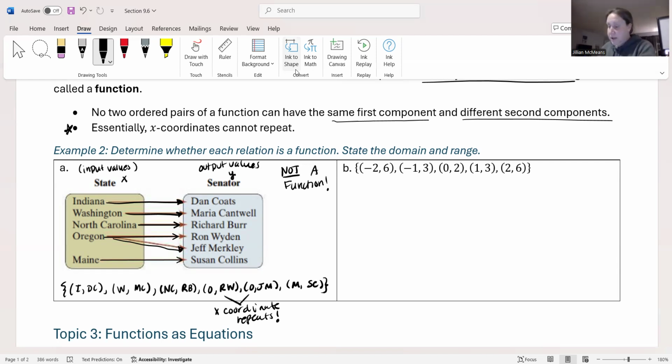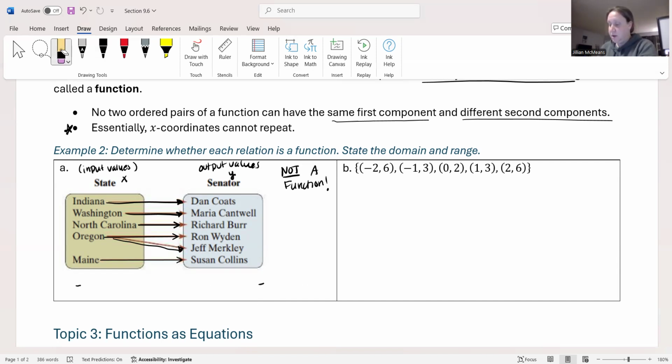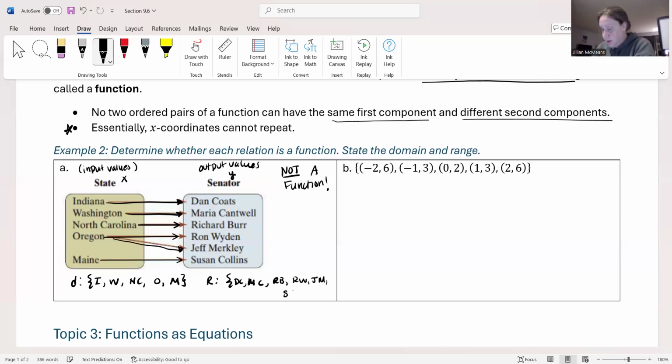Now if we needed the domain and the range, let me erase this right here just for the sake of space. I didn't give enough space for this problem, so apologies now. The domain would be all of the states: Indiana, Washington, North Carolina, Oregon, and Maine. And the range would be the senators: Dan Coats, Maria Cantwell, Richard Burr, Ron Wyden, Jeff Merkley, and Susan Collins. So that would be the domain and the range.